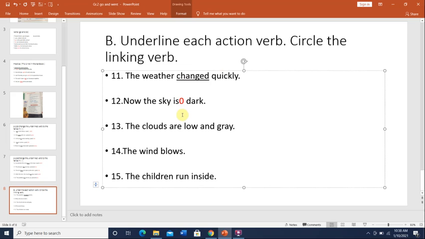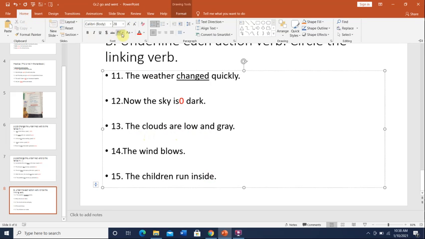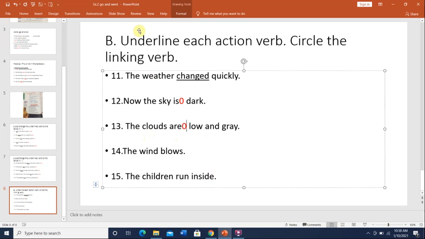All right. Okay, because the verb to be is only there to link, to join the sentence together because it's talking about the sky. What is it saying about the sky? It's saying the sky is dark. Okay? Remember, we use the verb to be also to tell or describe something. And now it's describing the sky. Number 13, the clouds are low and gray. What's the linking verb? It's are. So we will make a circle around are.